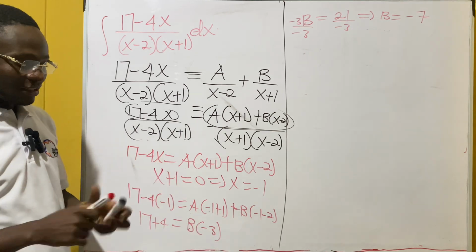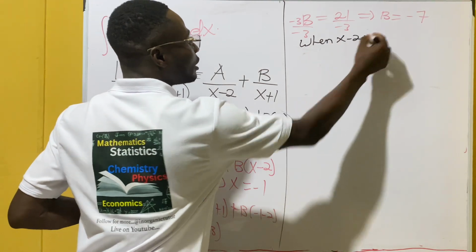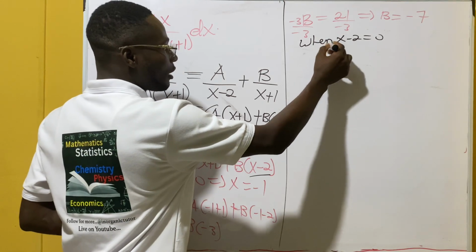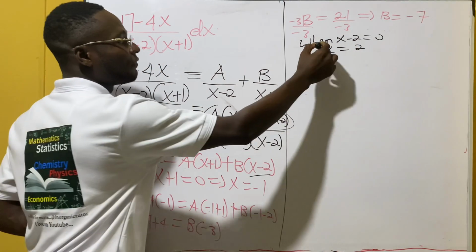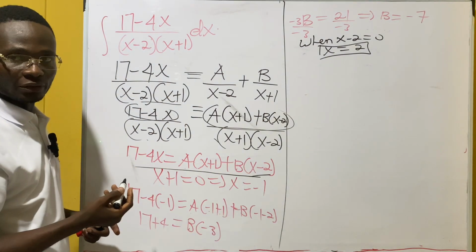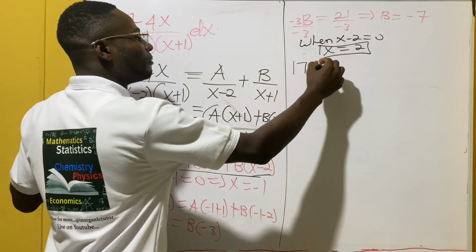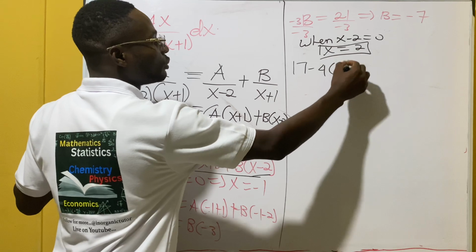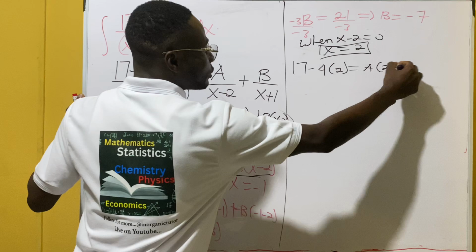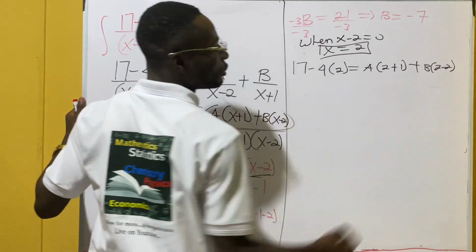Or we can say that when x minus 2 equals 0, that is this right here, then we can say that our x equals 2. So if x equals 2, then we can also substitute that into this equation, then find for a as well. So 17 minus 4 into 2, that should be equal to a into 2 plus 1 plus b into 2 minus 2.